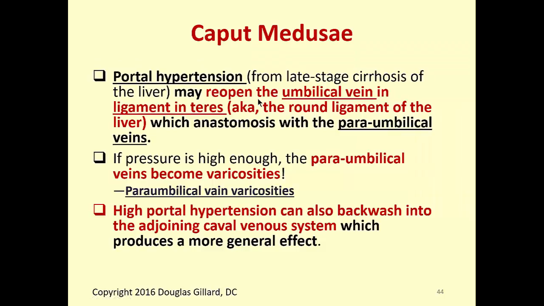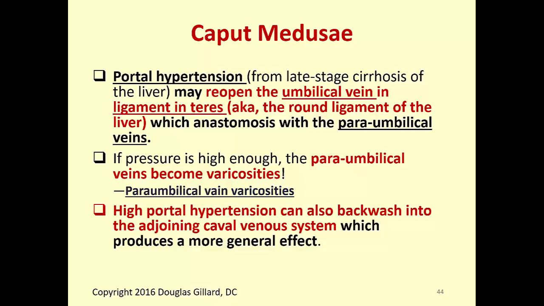Let's talk about caput medusa. So the portal hypertension can also affect and reopen the umbilical vein. Remember, the umbilical vein is a remnant usually. It's trapped in, we saw, ligamentum teres in gross 2, or the round ligament of the liver. So ligamentum teres has an umbilical vein built in from fetal days. And if the portal hypertension builds within the liver, it can reopen that. In fact, it can cause varicosity of that thing.